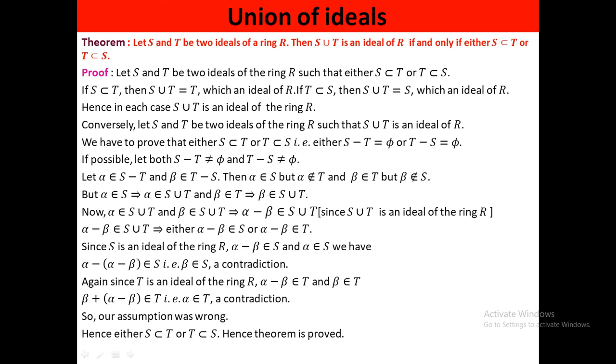That means the union of two ideals S and T will also be an ideal if and only if either one of them is a subset of the other. Okay. Now we will go to the sum of two ideals.